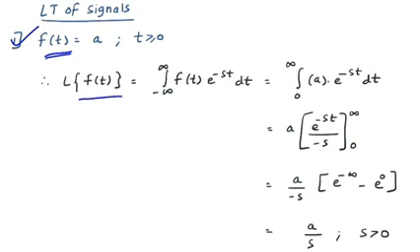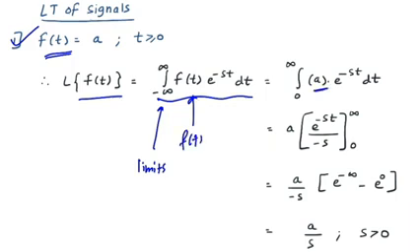Laplace of f of t is equal to the integral from minus infinity to infinity of f of t into e raised to minus st dt. In this formula, only two things you have to take care of. The first part is the limits and the second part is about the function. So our function is a when my limits are 0 to infinity. This is the very important point. Check what is the limit and how the function is behaving in that limit, right?